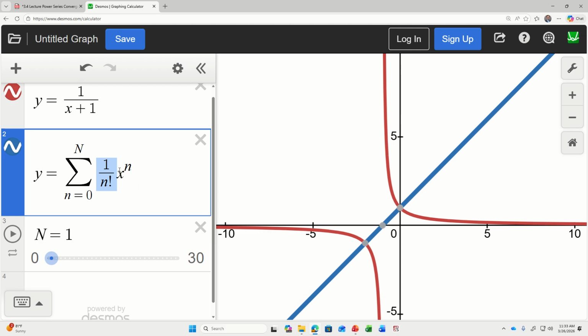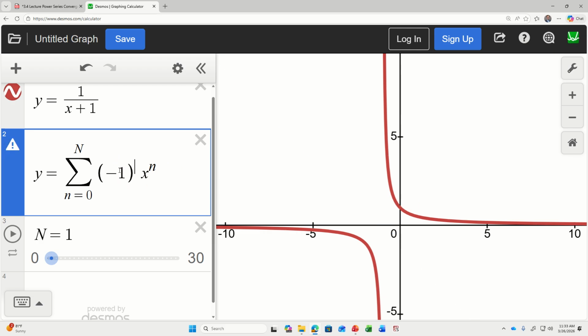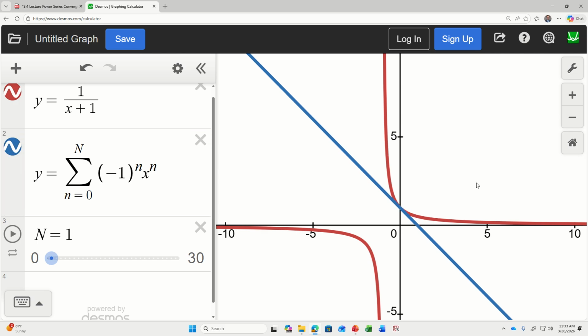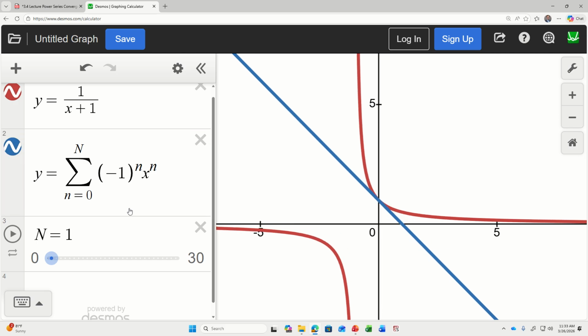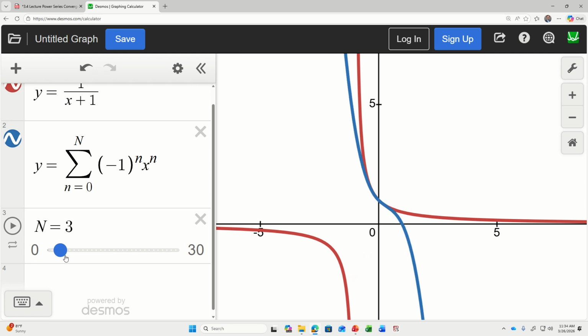This time we have (-1) raised to the power n times x to the n. So check it out as we go from 1 term to 2 terms, 3 terms. As I increase the number of terms, it gets better and better.